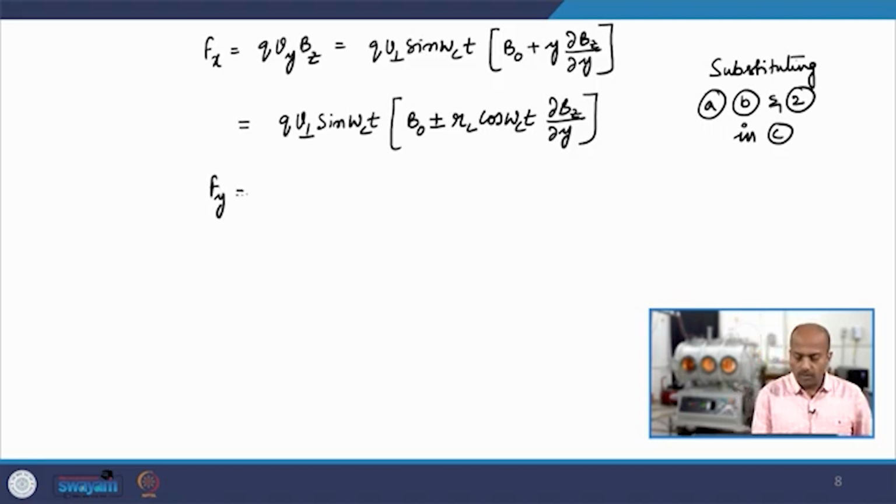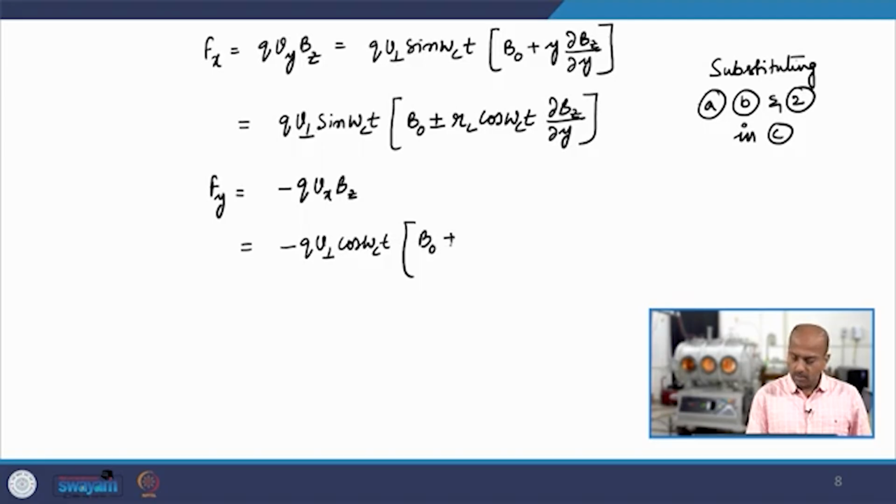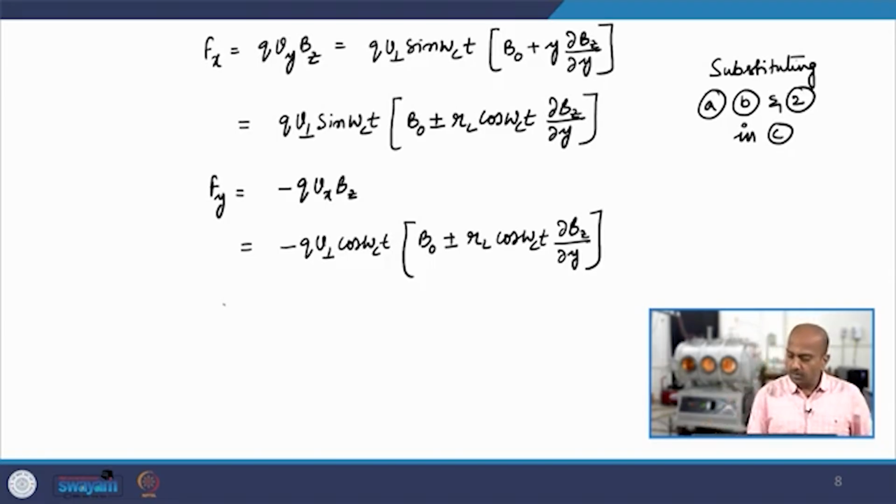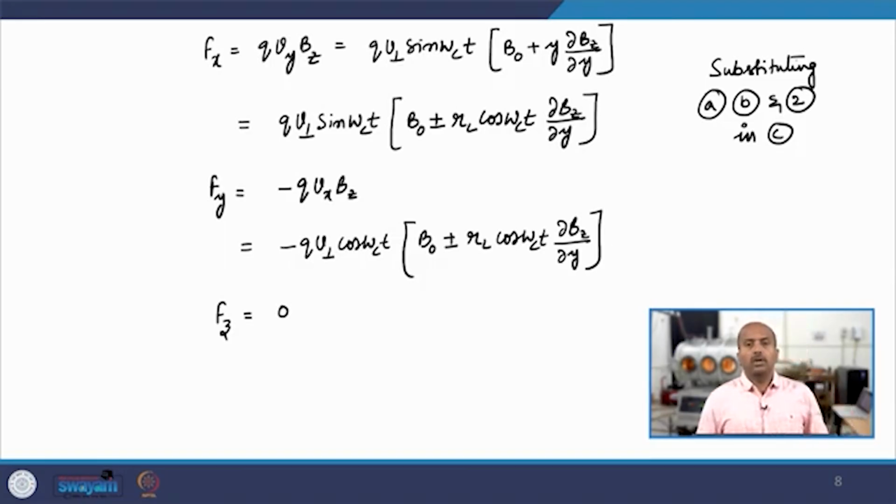Then we have Fy as minus Q Vx Bz. Substituting similarly, we can write minus Q V perpendicular cos omega c t times B naught plus minus RL cos omega c t dou Bz by dou y. Fz is 0.